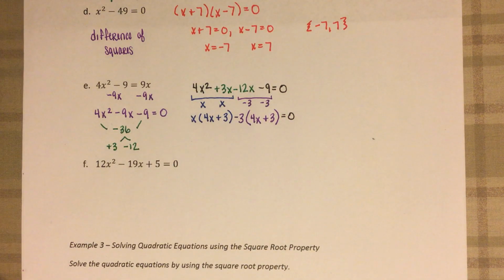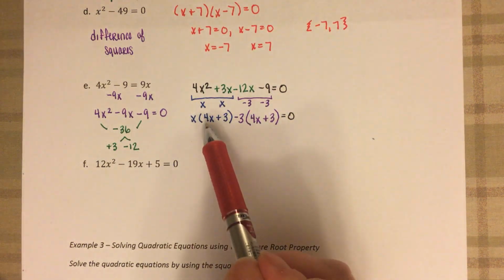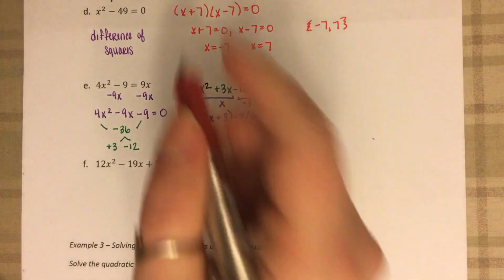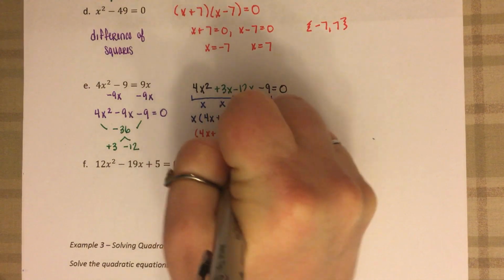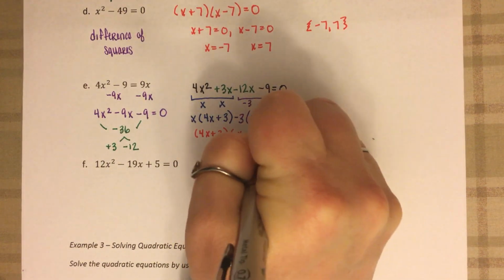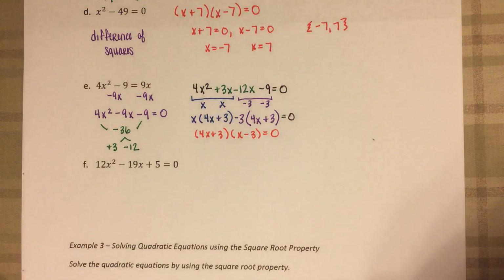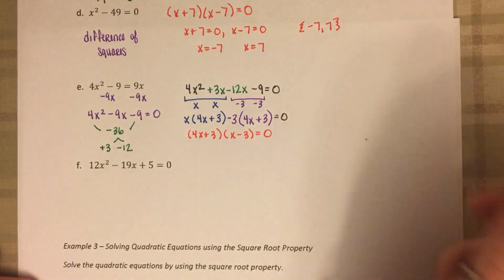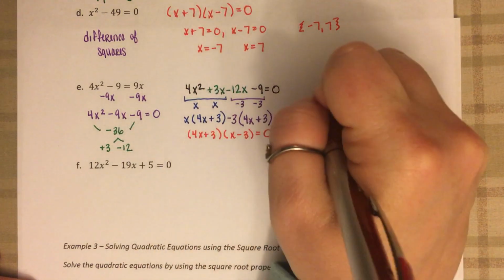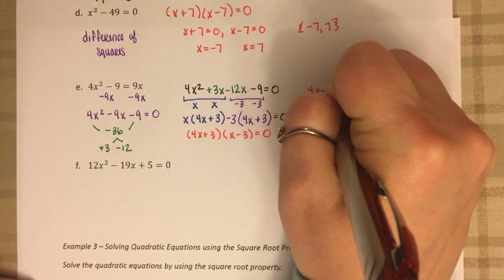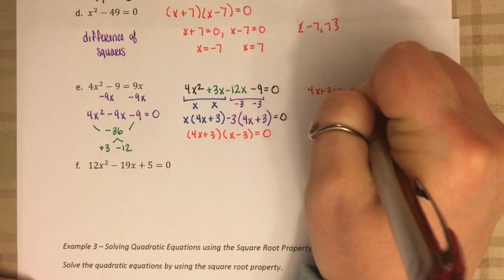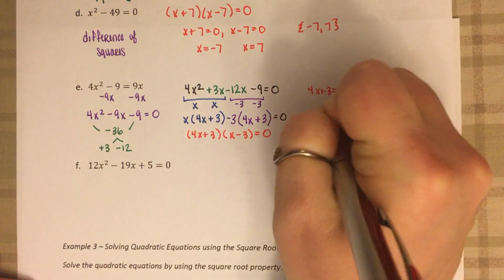If we look at what we have here, right, we have a 4x plus 3 that is in common, so that's going to be one of our factors. And then we have an x minus 3 for our other factor. Right, so we're going to set both of these factors equal to 0. I'm going to move up here just so I have a little more room. 4x plus 3 equals 0, or x minus 3 equals 0.